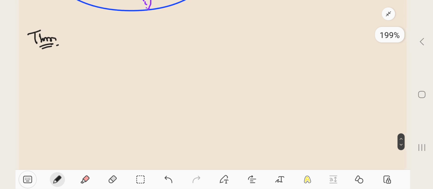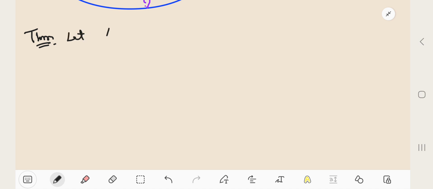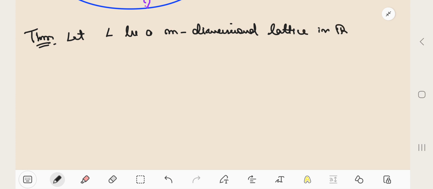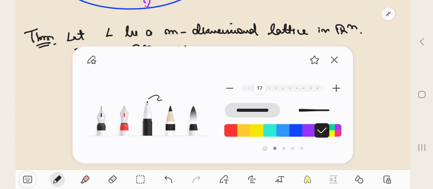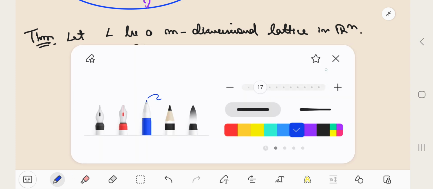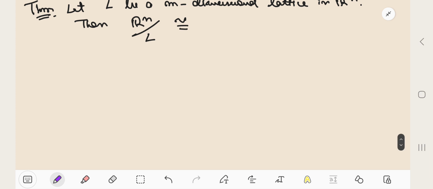Sorry, let me just fix this board. Okay, so theorem: let L be an m dimensional lattice in Rn, then Rn mod L is isomorphic to... I am leaving this part for now. First we will encounter an example, and then we will see what this section should be.